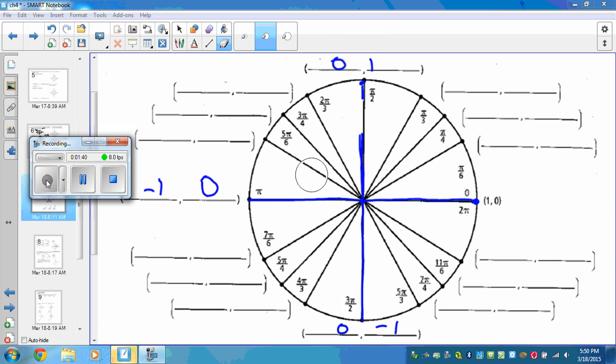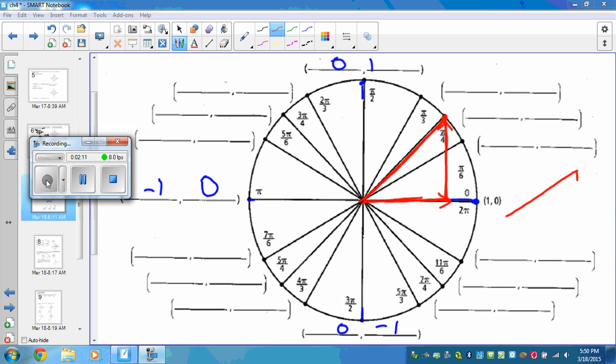Now that we've done those coordinates, let's do 45 degrees, and 45 is pi over 4. So let's check out this pi over 4. I want to know this coordinate right here. I want to know how much x and how much y come together to create this point. So we're going to use a special triangle.